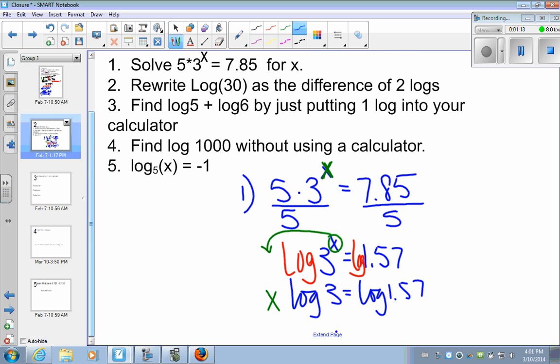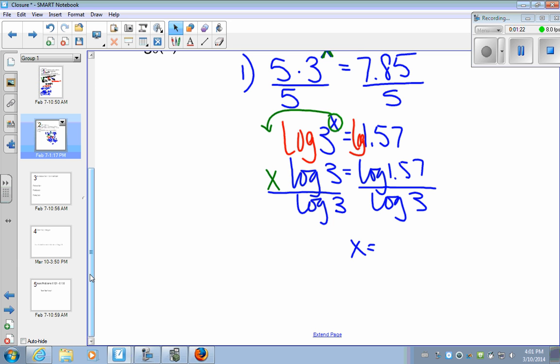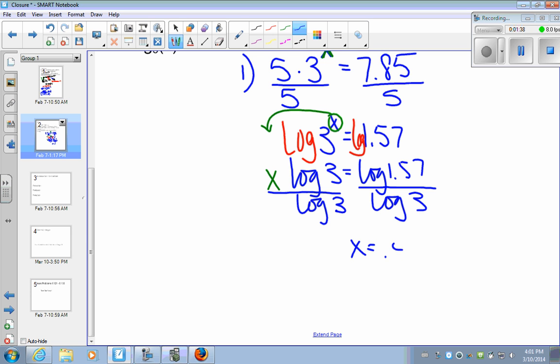And now to solve and get x alone, I can simply divide both sides by the log of 3. And that one I'd have to use my calculator to figure out. The log of 1.57 divided by the log of 3. And I get 0.41, and so on. So then you can check it if you need to.